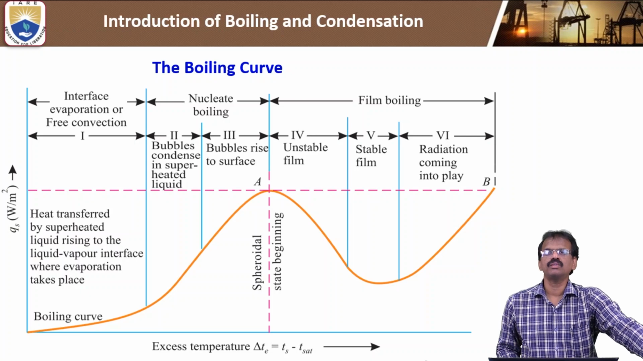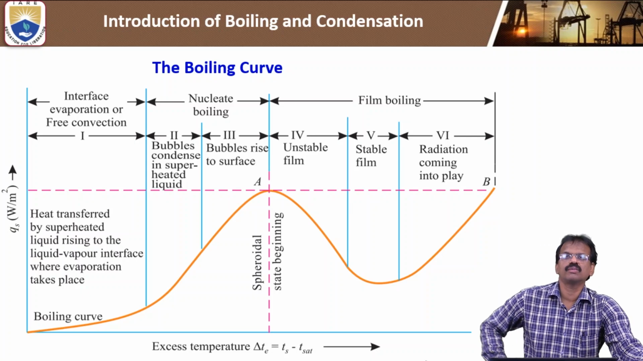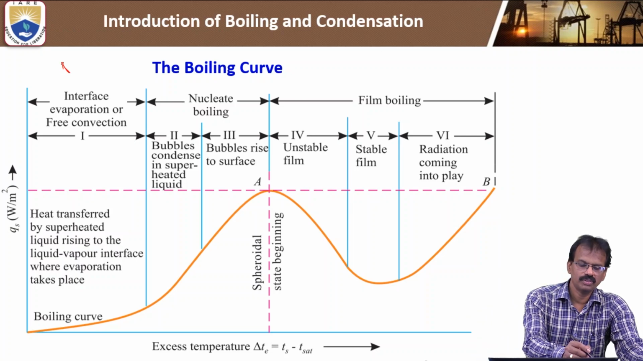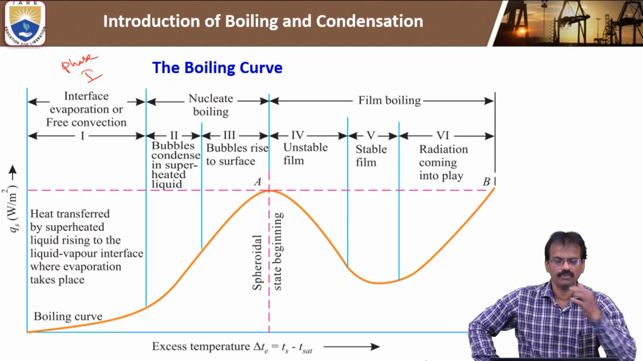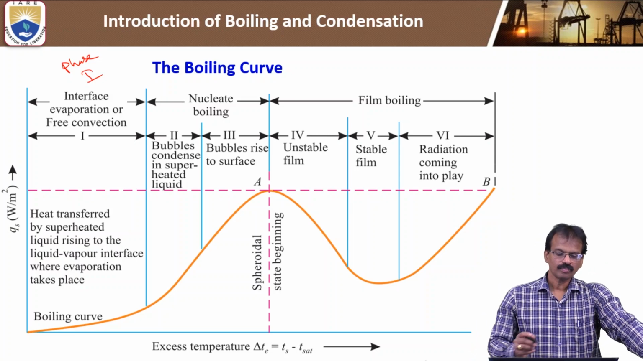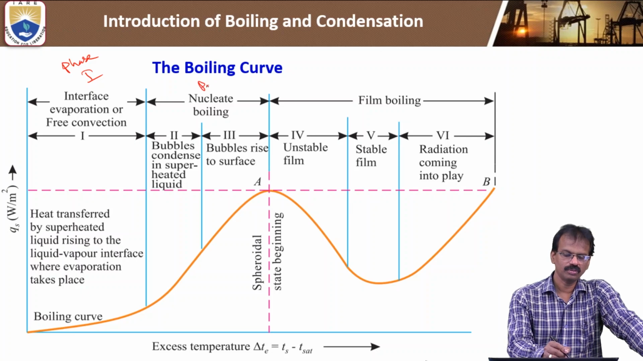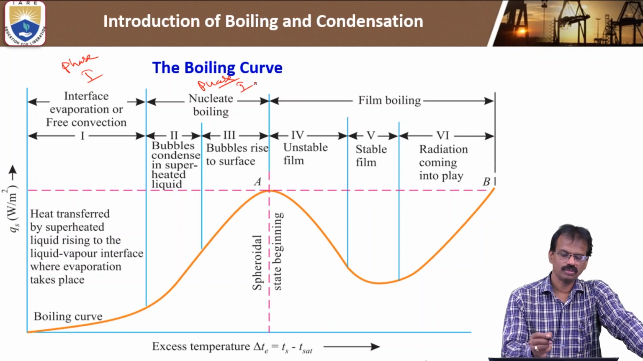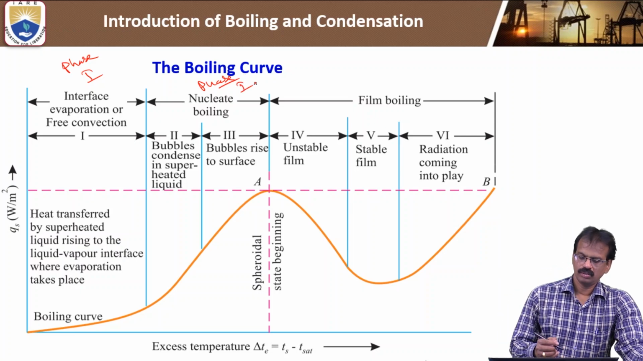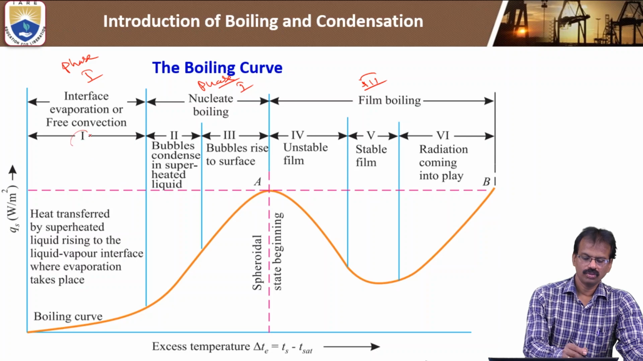So this is very important: the phases of the boiling curve. We'll see mainly three phases. Phase 1 is interface evaporation or free convection. The second one is phase 2, regime 1 and regime 2. Next, this one is the third regime. This phase has two parts.